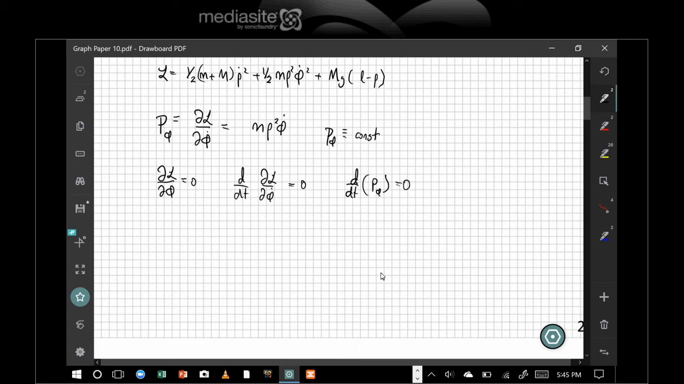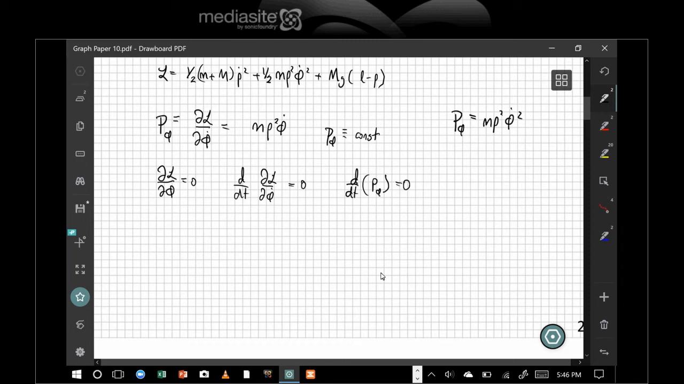Okay, so at this point, what we're going to do is derive the equations of motion. In fact, what I have here are the equations of motion for phi. Let's summarize that. The equation of motion for phi is that p sub phi is going to be equal to m rho squared phi dot. Okay, that's what I get there.